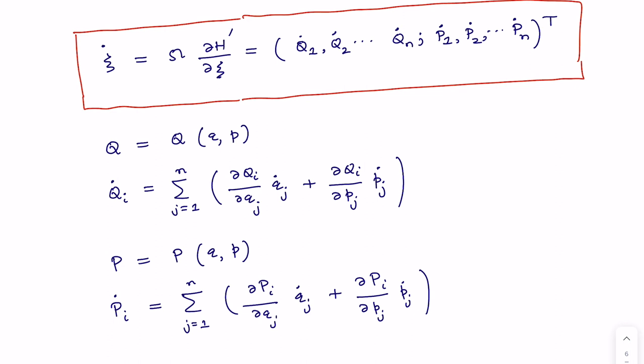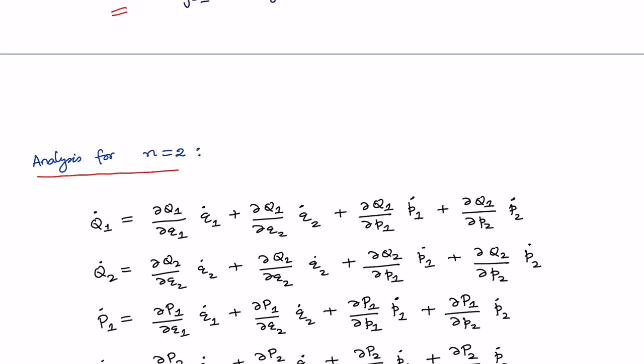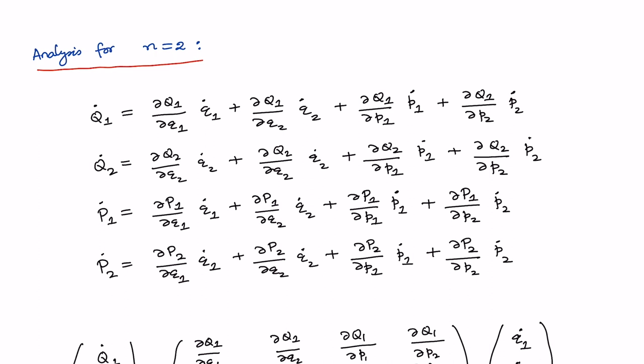To do that, first of all, let us see how the new position variable as well as the momentum variable vary with time with respect to the old coordinates q, p. If we do that, it's very straightforward to get this equation: Qi dot, I will get in this form, and similarly Pi dot, I will get in this particular form. And to analyze it just for two dimensions, n is equal to 2, only for two variables, Q1, Q2, P1, P2, I will be able to write this set of equations. I can write Q1 dot, Q2 dot, P1 dot, P2 dot. If you just look at it, it's very straightforward, because Q1 is a function of all coordinates q1, q2, p1, p2.